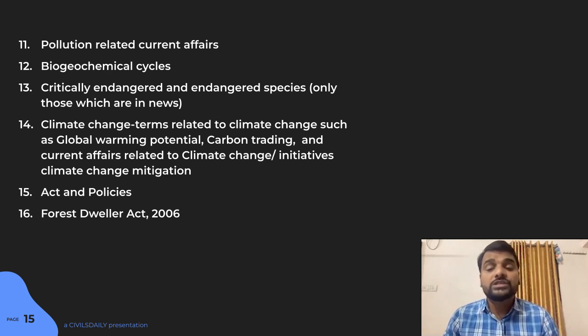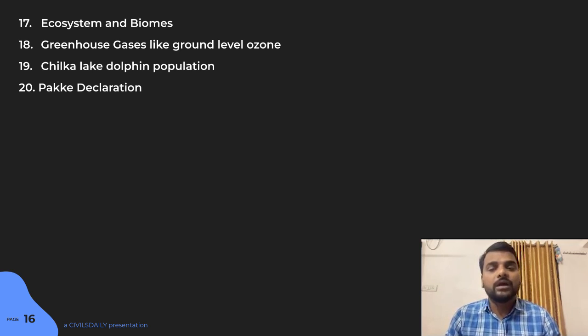Then one of the most important acts of the decade, the Forest Dwellers Act 2006. You have to understand its provisions in detail, and they can ask any provision out of it: how much land can be given, individual rights, community rights, forest rights, minor produce, major produce. You have to do all these things in detail because it is a very important act. Then ecosystem, biome, greenhouse are the basics. Apart from the basics, you have to understand the applied aspect in acts and policies.